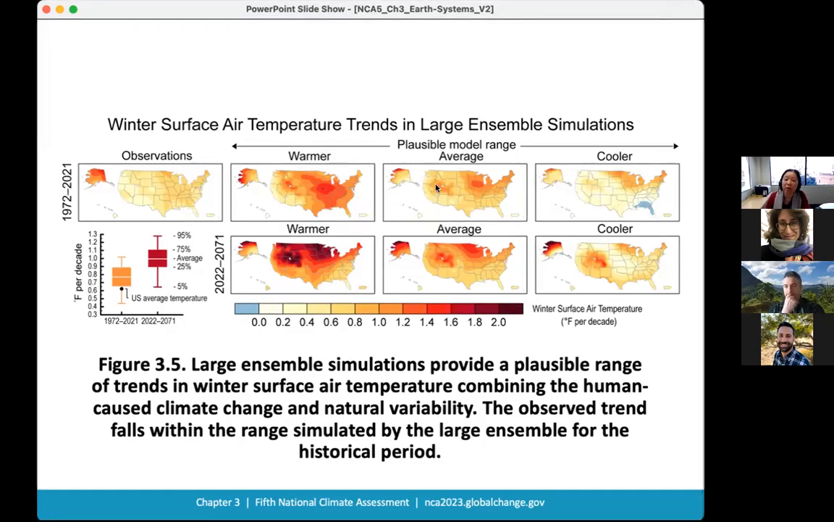But overall and on average, this is what we get from the 100 ensemble members: a warming pattern that is quite comparable to the observed. So here you can see the range of warming. The observation is shown over here, whereas the 100 ensemble members essentially capture this observed warming.